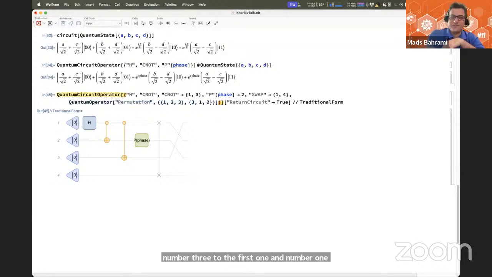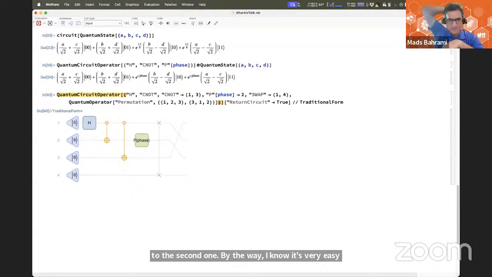By the way, I know it's very easy to read it off the circuit. Try to read it off the permutation that you define. For example, 1, 2, 3 goes to 3, 1, 2. That was basically what I was trying to do.